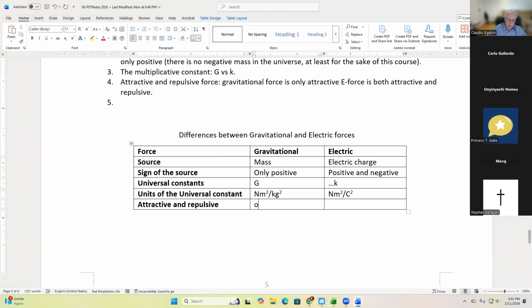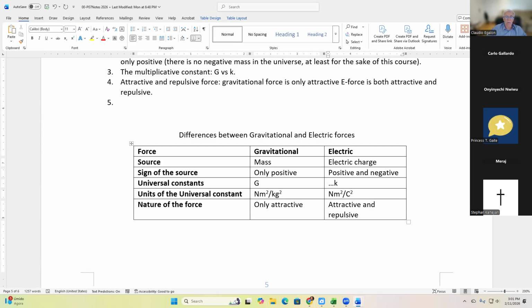Only attractive. Let's see. Nature of the force. Only attractive, and then attractive and repulsive. You can write down like that.